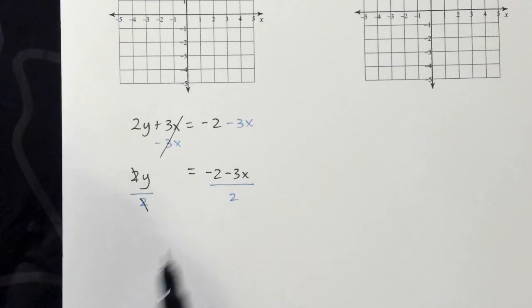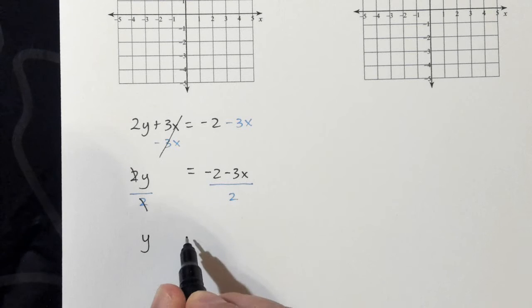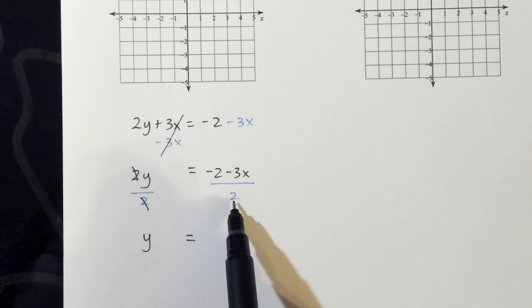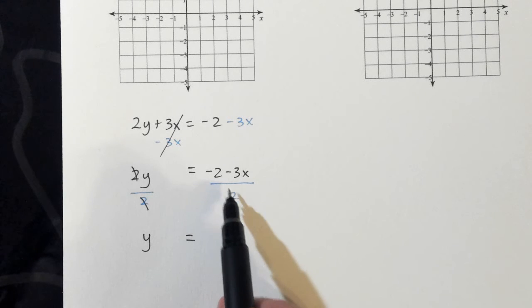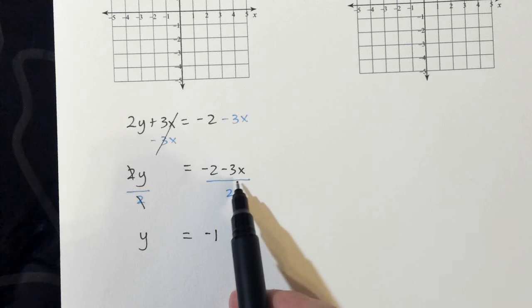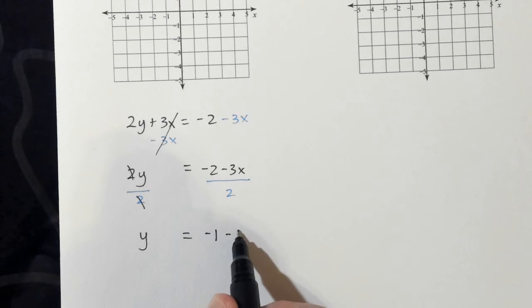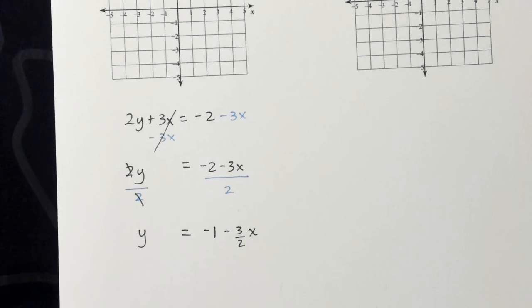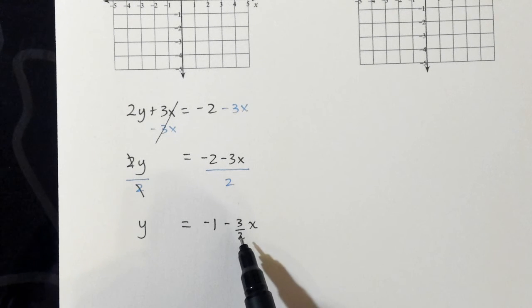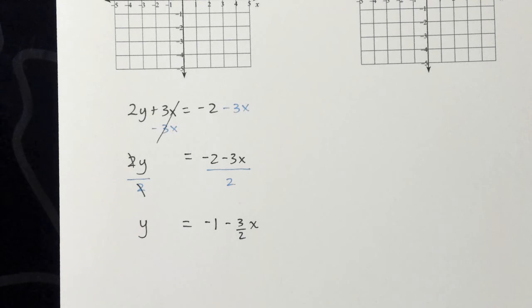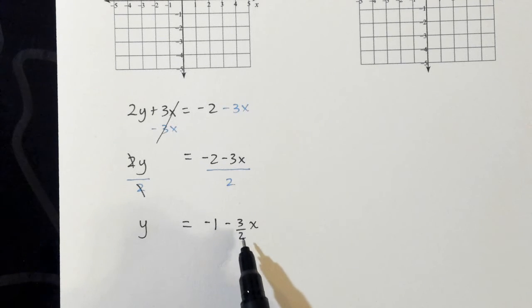So it should take you 2 steps to get the y by itself. 2 or less. And then you actually have to divide both these by 2. -2 divided by 2 is -1. -3x divided by 2 is -3 halves x. We could have changed that to 1.5, but because we are graphing, you want your slope to be a fraction.